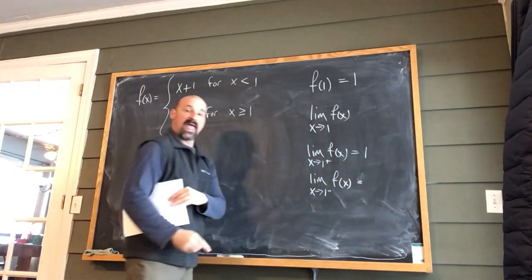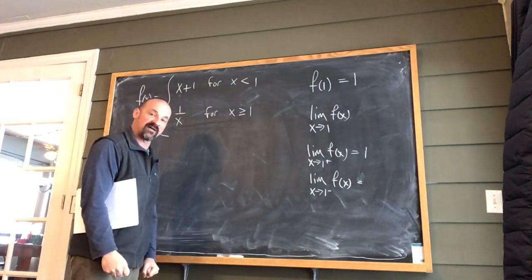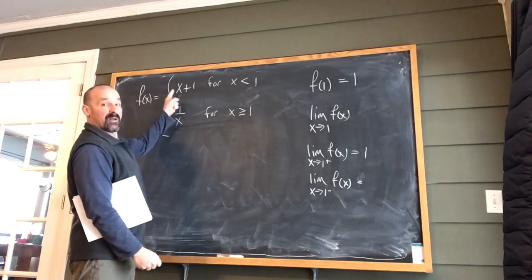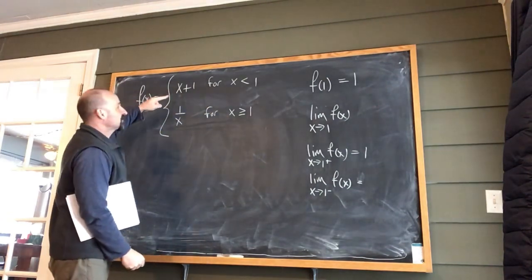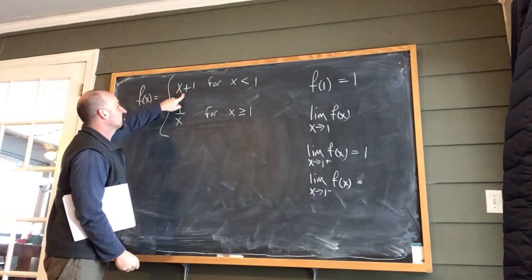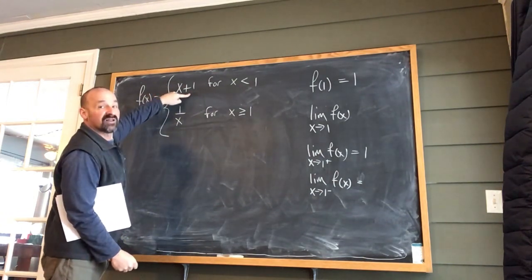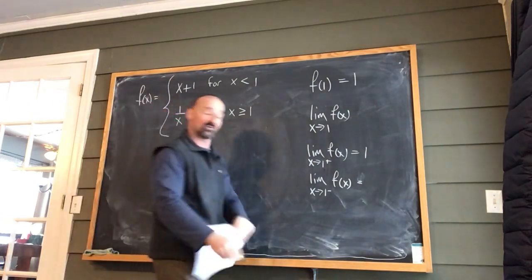So as I let x approach 1 coming in from the left, values of x that are less than 1, that tells me I'm up here on this branch. And so as x gets closer and closer to 1, this function f starts to look more and more like something close to 1 plus 1. So it starts to look more and more like 2.